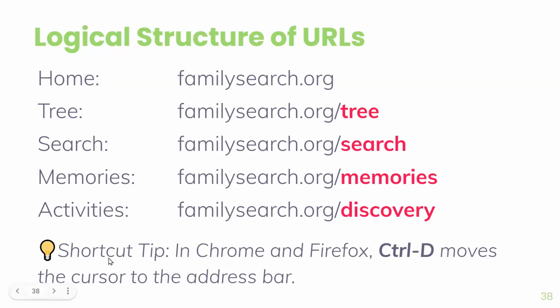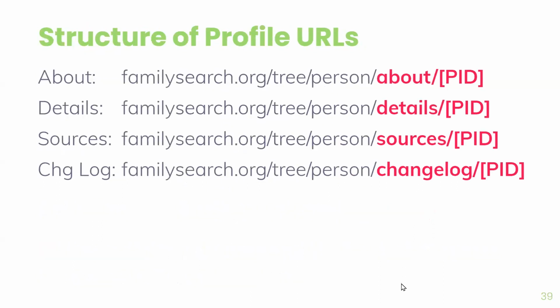Here's a shortcut tip for those of you who, again, like to do keyboard stuff. In Chrome and Firefox, and I suspect in other browsers, but I haven't verified it, Control D will pop the cursor up into the address bar. Why is that helpful? Well, wait, sorry, I forgot I had this page in between. In a minute, I'm going to show why that's helpful.